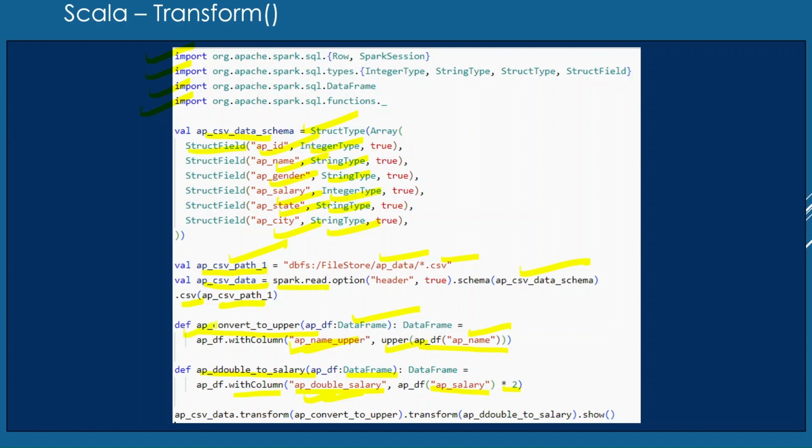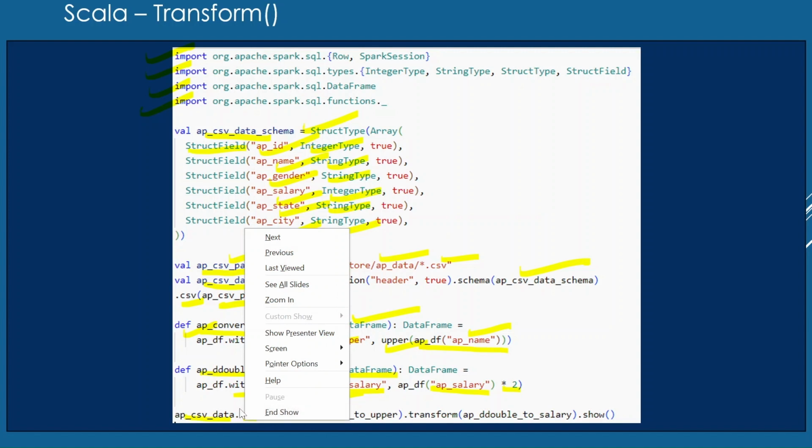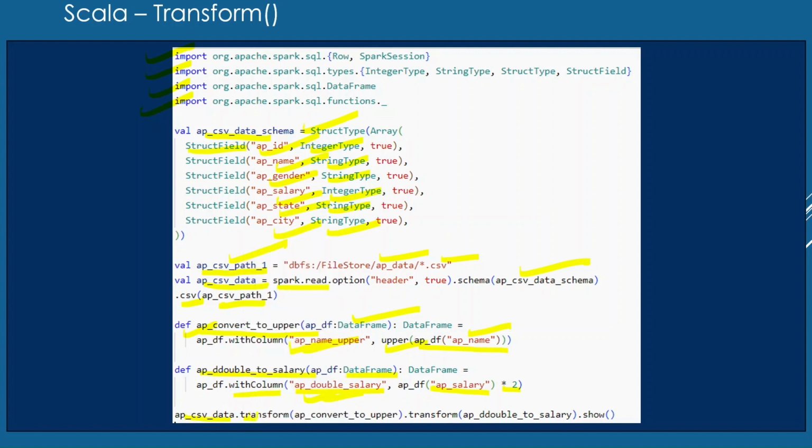Once these 2 functions are created successfully, on this data frame I am calling the transform function and calling this convert upper method, and after that again I am calling the transform function and calling this method which is going to double the salary.